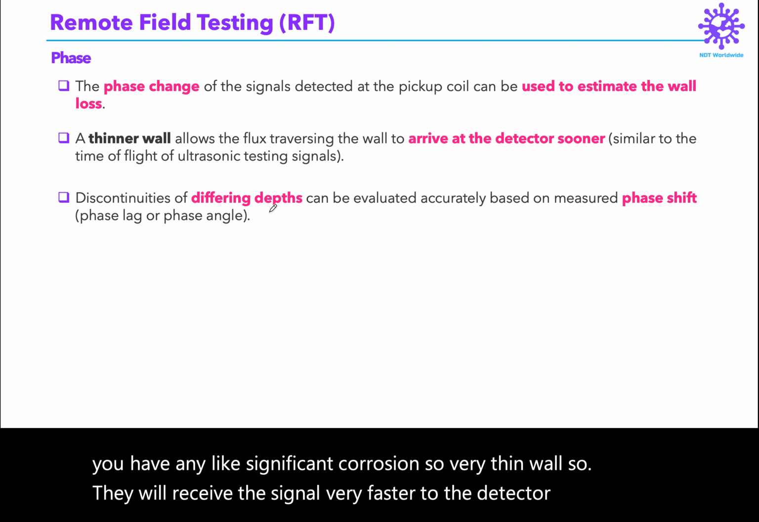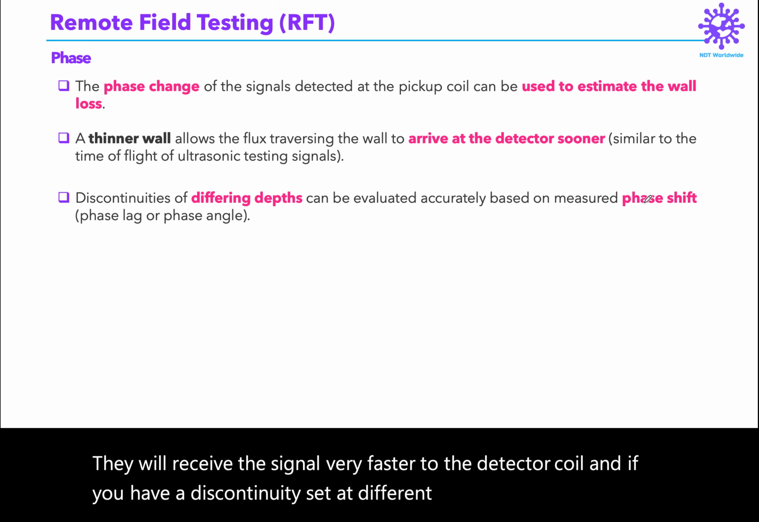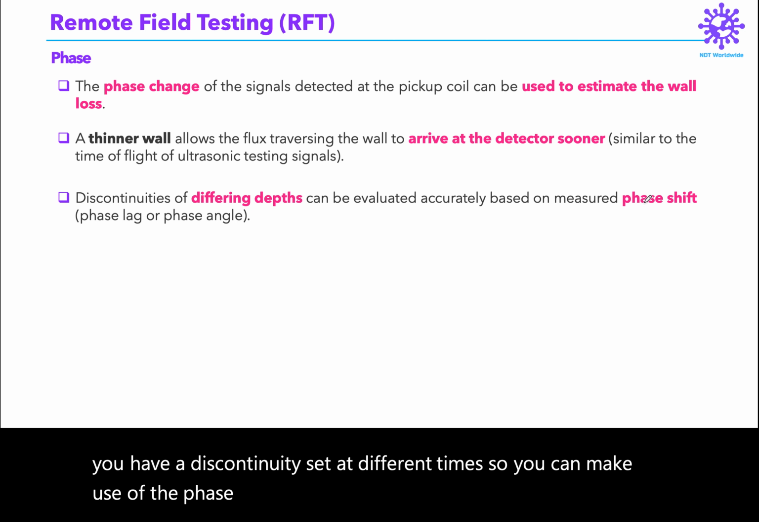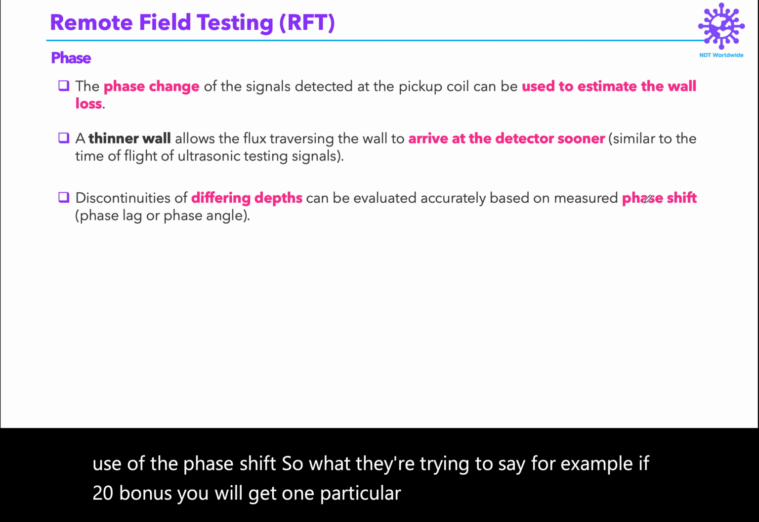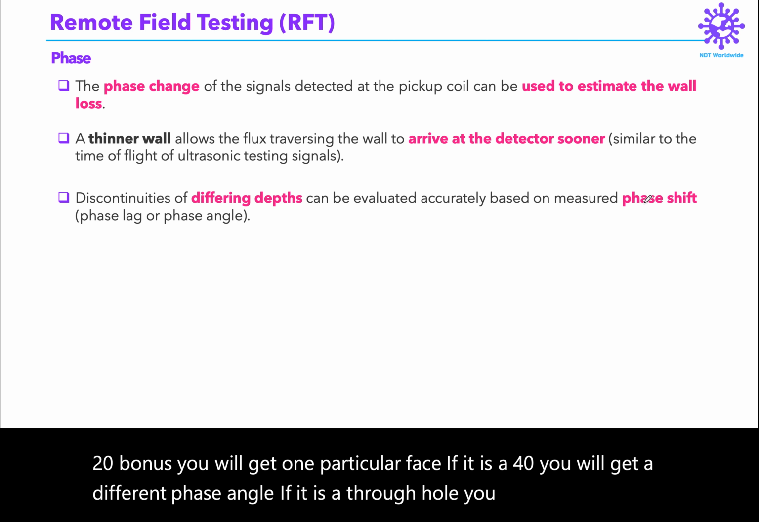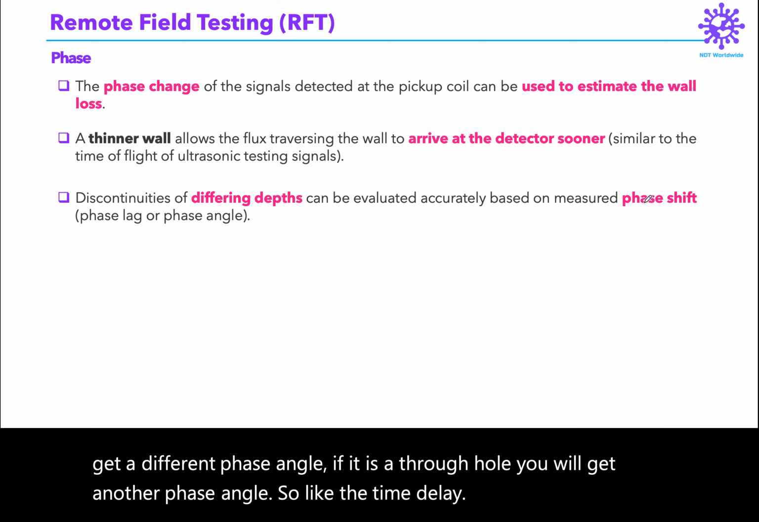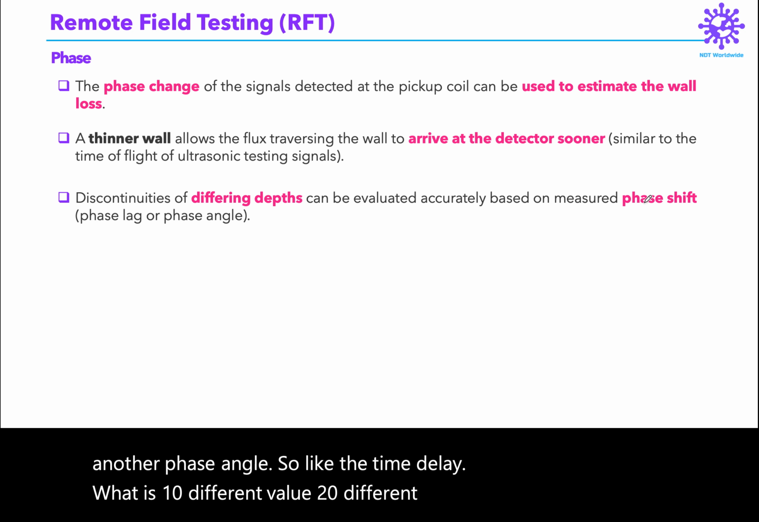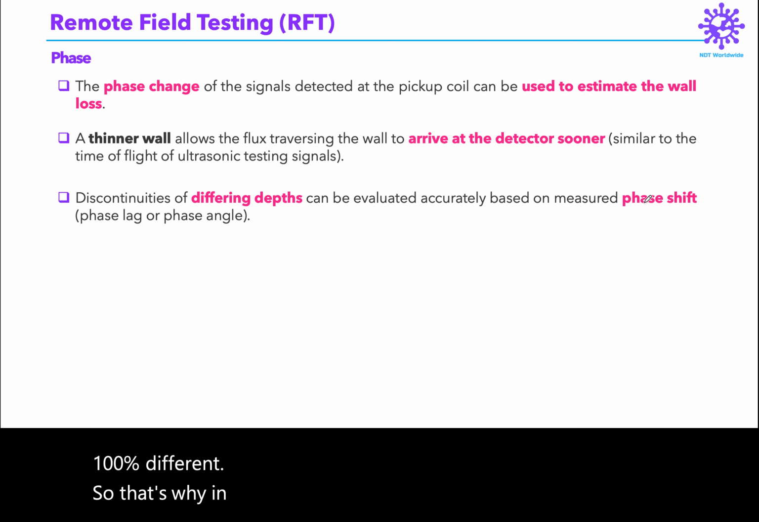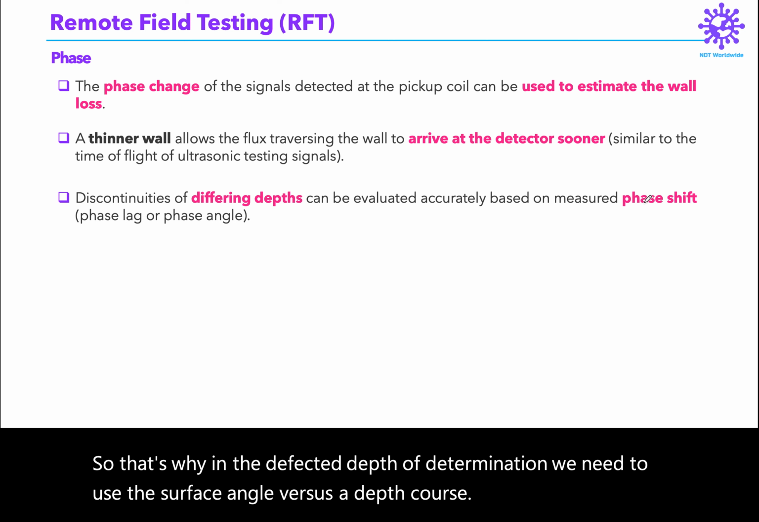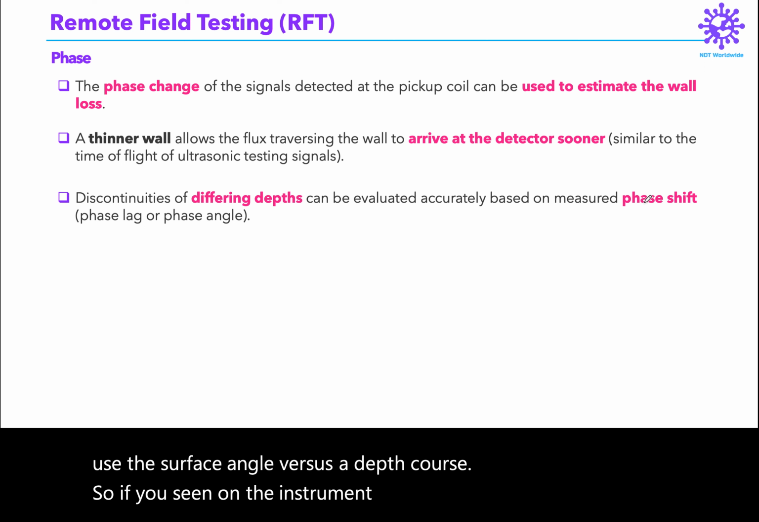And if you have discontinuities at different depths, you can make use of the phase shift. What they're trying to say here is, for example, if there is 20% wall loss, you will get one particular phase. If it is 40%, you will get a different phase angle. If it is a through wall hole, you will get another phase angle. So the time delay will differ for 10%, 20%, 40%, 80%, 100% wall loss. That's why in defect depth determination we need to use these phase angle versus depth curves. If you've seen the instrument, mostly they use the depth versus phase curves.